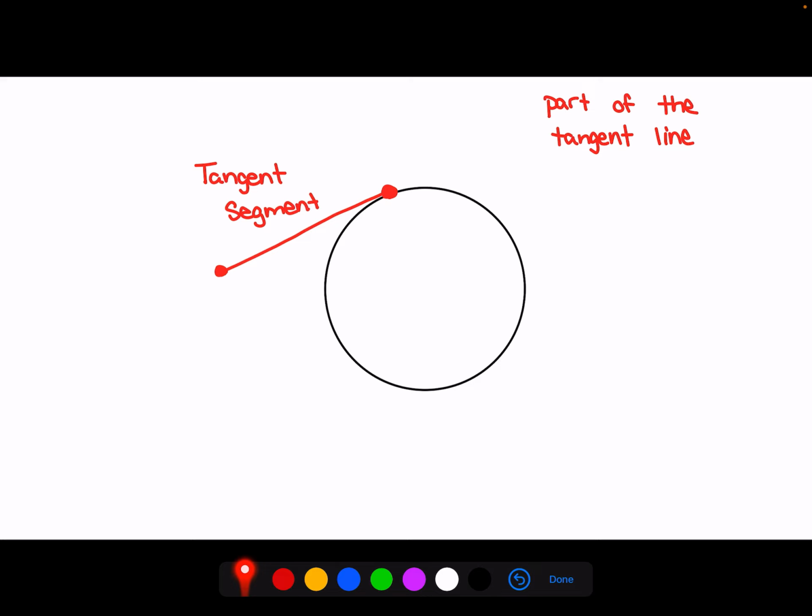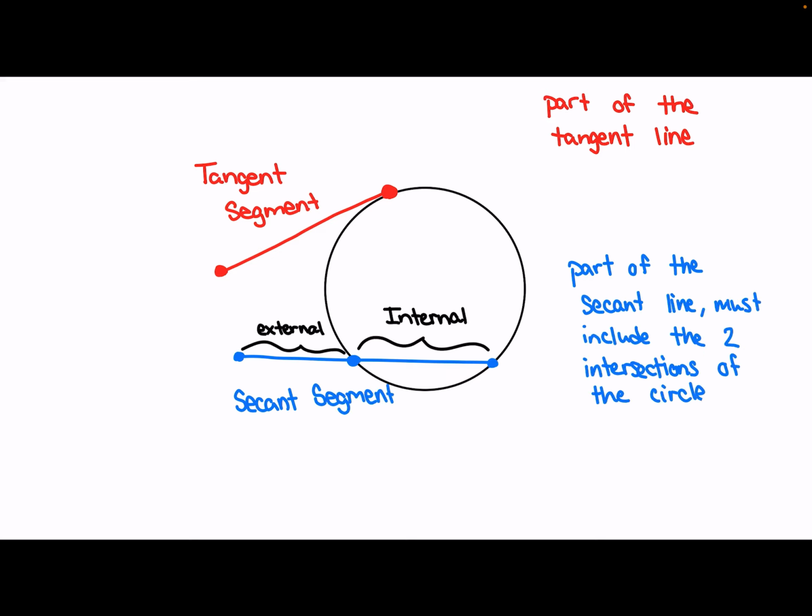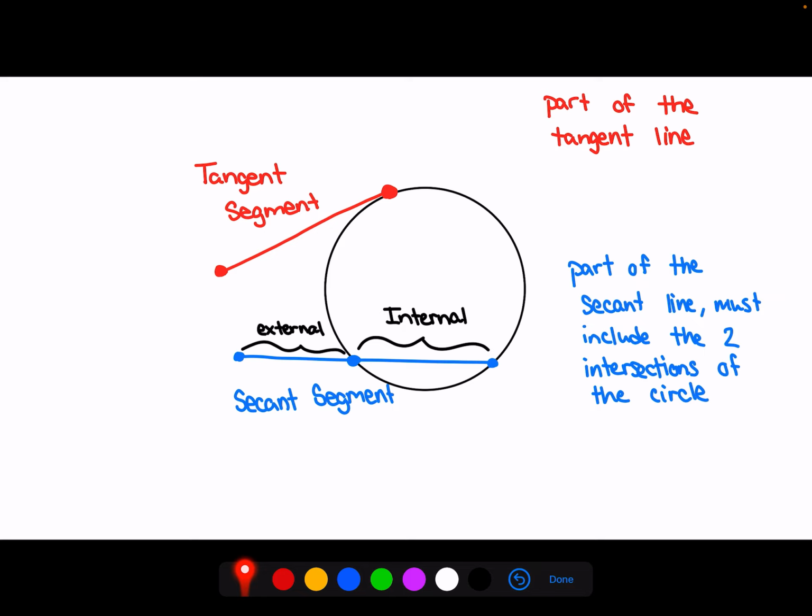The other segment that we have is a secant segment. So we have a secant segment here. It's part of the secant line. And again, it must include the 2 intersections of the circle. So again, it must have these 2 intersections on the circle itself. Now for the secant segment, it must start on the outside of our circle. If it started on the circle itself, that'd just be a chord. But it must start on the outside of the circle, and then it must intersect our circle at 2 unique points.